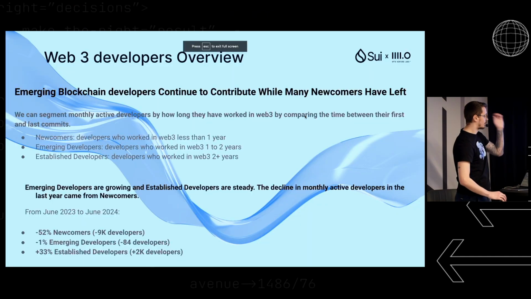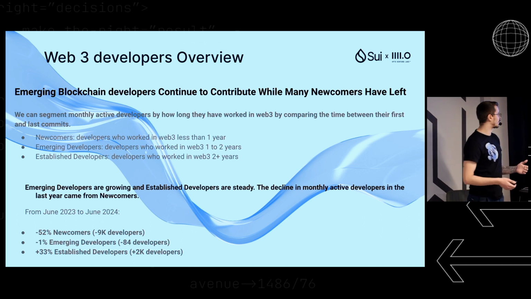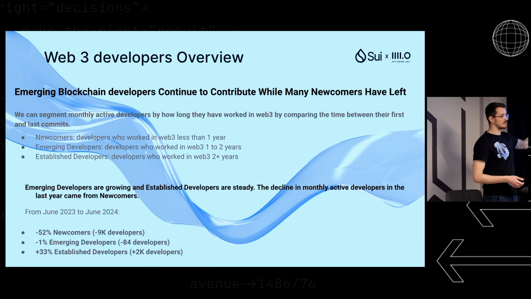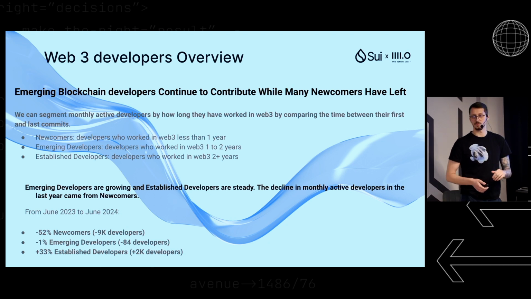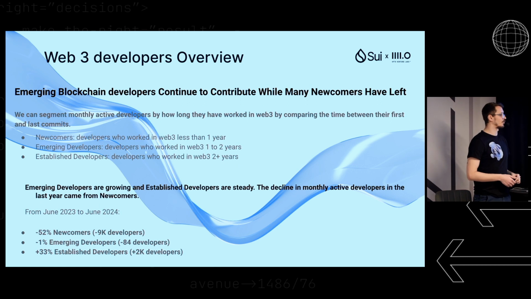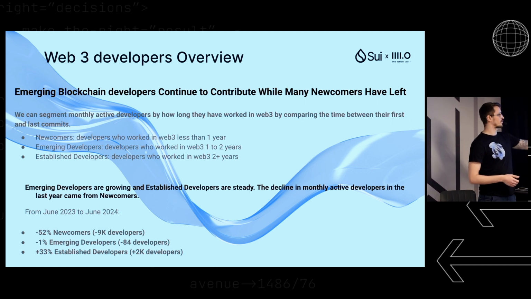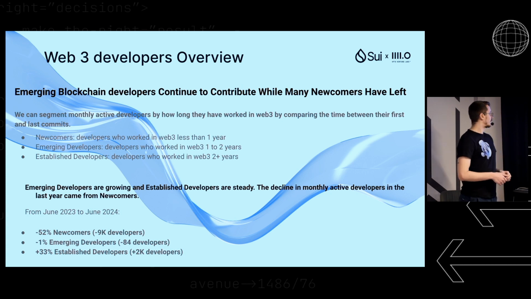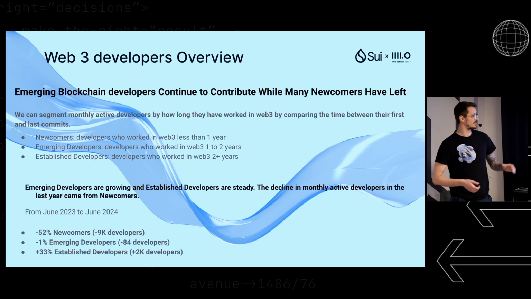So let's get started with the presentation then. Web3 developers overall, we can separate into newcomers, emerging developers, and established developers, with newcomers being those who worked in Web3 for less than a year, emerging developers being those who worked in Web3 from 1 to 2 years, and established developers from 2+ years. Now, the emerging developers are growing and established developers are steady.